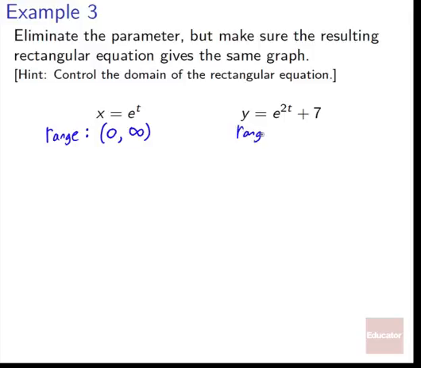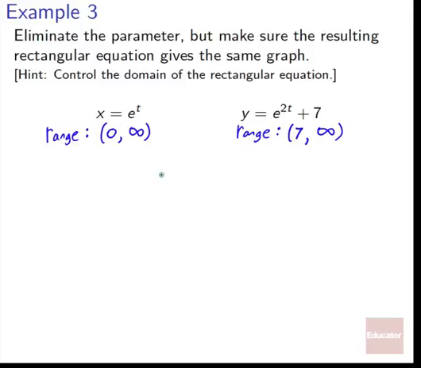Similarly, for the range of y equals e to the 2t plus 7, that plus 7 will always be added on. So the question is, how small can e to the 2t get? Once again, it can only get close to 0, it can't actually make it to 0. So we can only get down to 7, but can't actually get to 7. So 7, but not including 7, is the bottom of the range. But e to the 2t can become arbitrarily large, so we can get all the way up to positive infinity. With that idea in mind, let's get rid of this parameter.